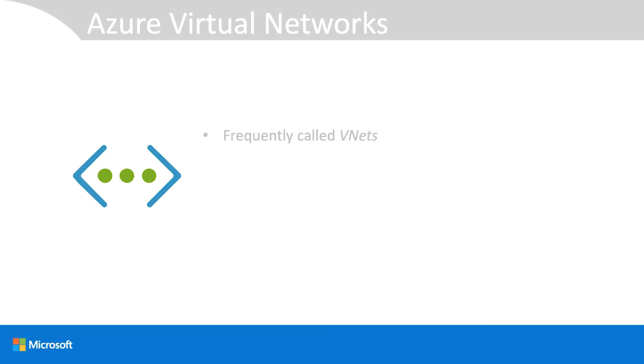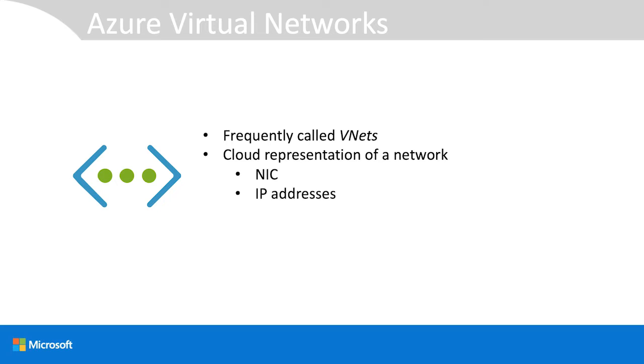Azure Virtual Networks, which by the way are usually called VNets, are networks in the cloud. They're software implementations of physical networks, and that means they have all the normal players that exist in a network, like network cards or NICs, IP addresses, and even subnets.